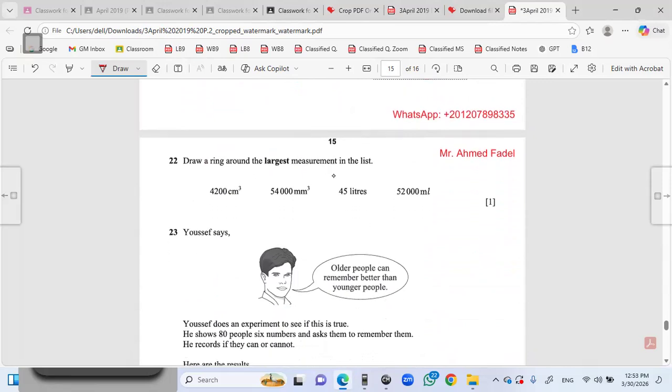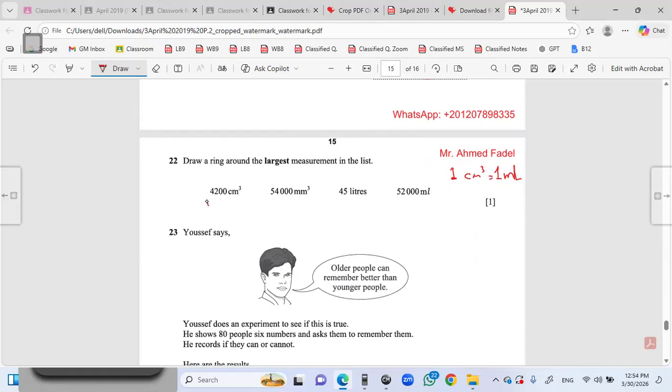Draw a ring around the largest measurement. Okay. Here we know that 1 centimeter cubed equals 1 milliliter. You must know this. 1 centimeter cubed is the same as 1 milliliter. So if you convert this into milliliter, what is it going to be?